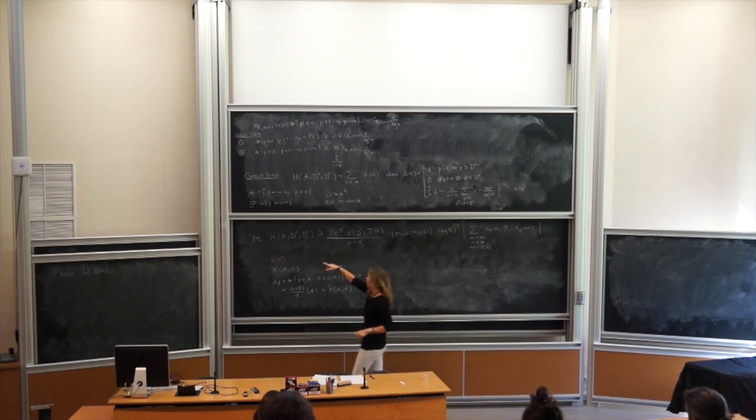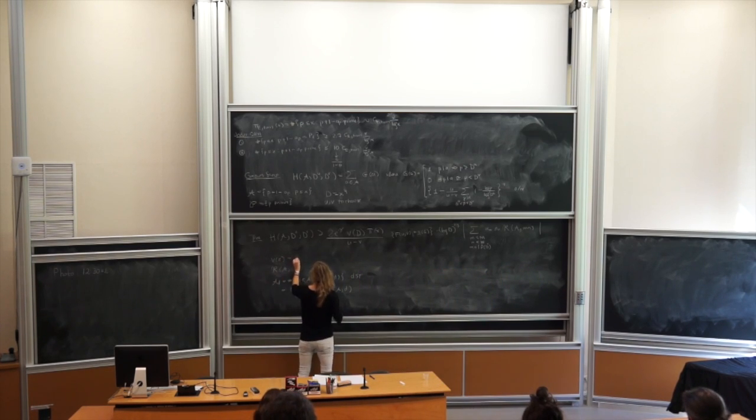And what is v of z? Well, it's doing the inclusion-exclusion. So it's going to be the product over p smaller than z of 1 minus, okay.